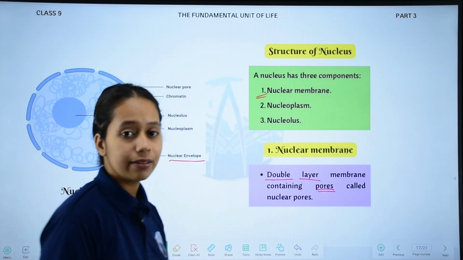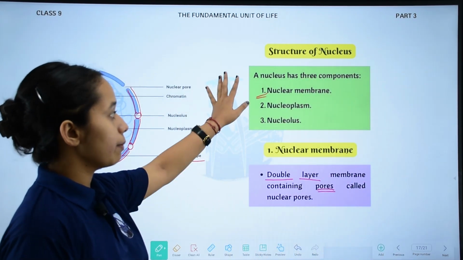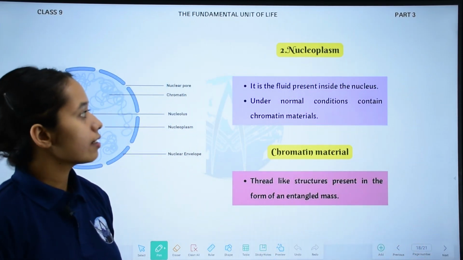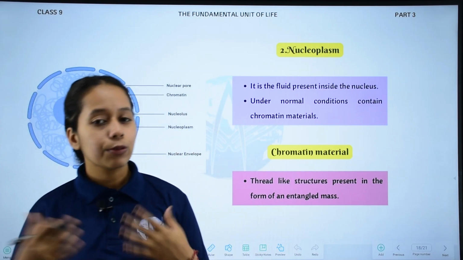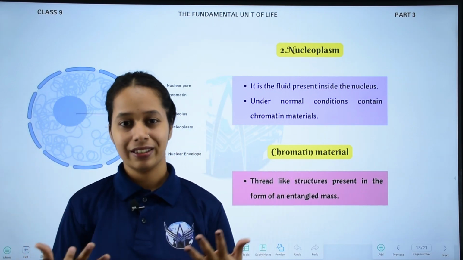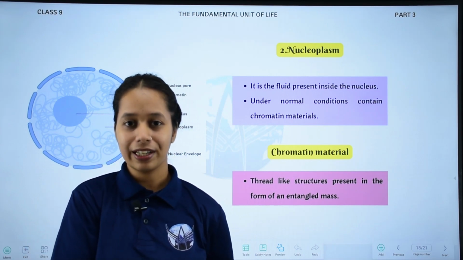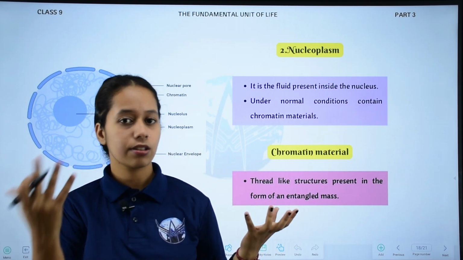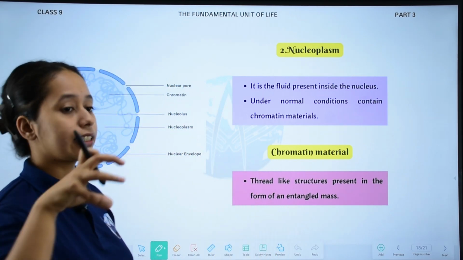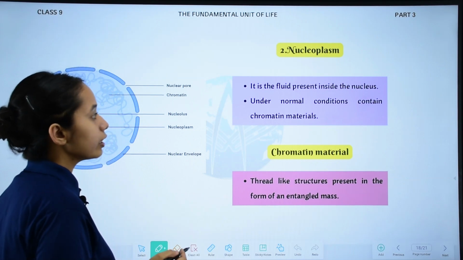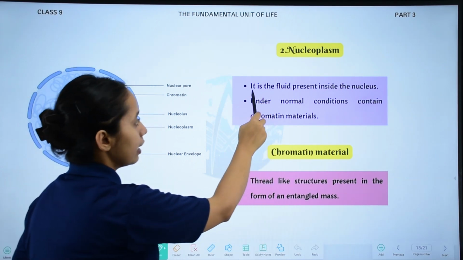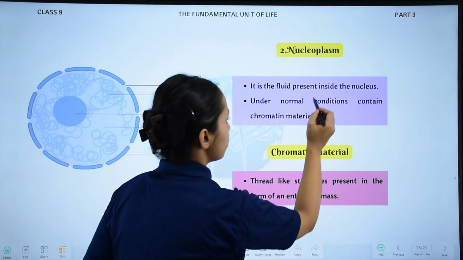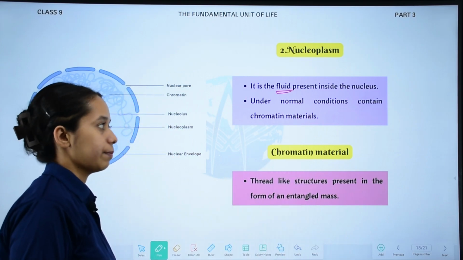Now there are more things present inside the nucleus, right? After the nuclear membrane, we have the nucleoplasm. What is a nucleoplasm? Nucleoplasm is the fluid present inside the nucleus. The nucleus is not a hollow structure. There is fluid content inside the nucleus, and this fluid content is known as nucleoplasm. It is the fluid present inside the nucleus.